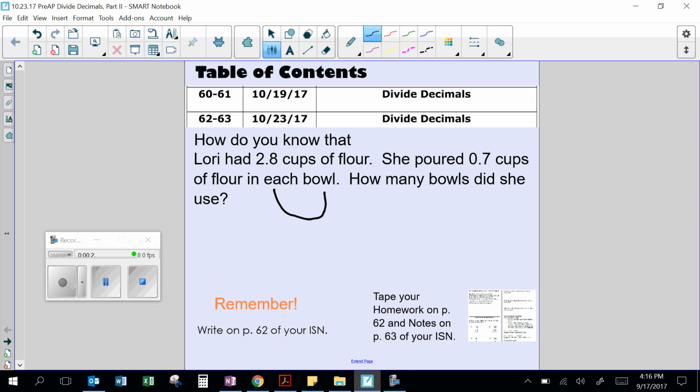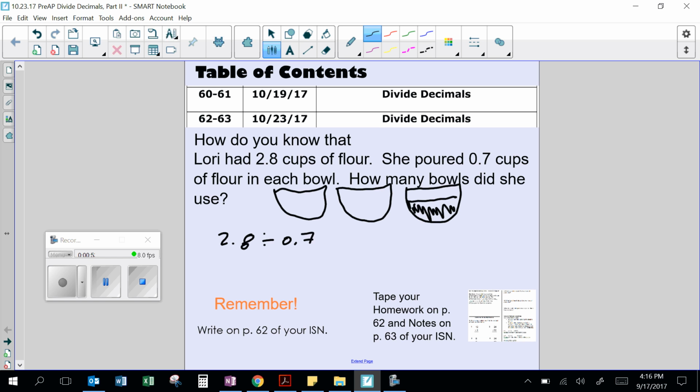She has 1 bowl of flour, 2 bowls of flour, and 8/10 bowl of flour. So that's like this one. She poured 7/10 cups of flour in each bowl. So she took 7/10 from this, 7/10 from here, 7/10 from here, and this and this and this. Probably another 7/10. So how many bowls? So this is a dividing question.